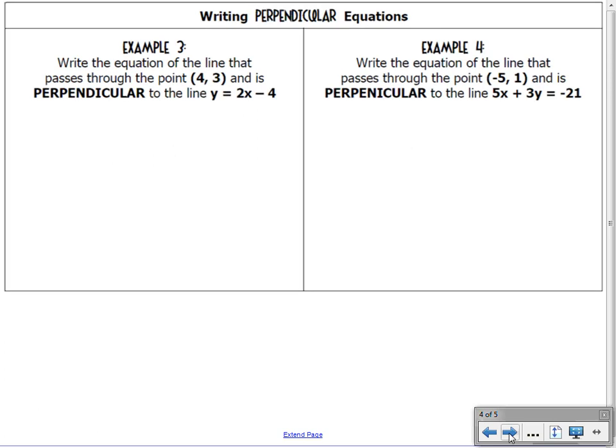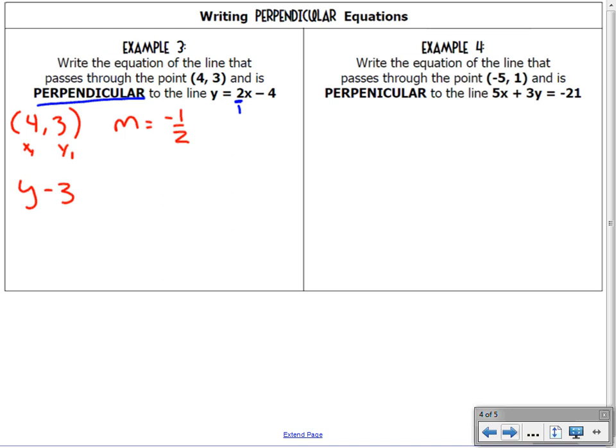So example 3, we're given a specific point that our line needs to go through. But now we want an equation for a line that's perpendicular to this line here. Now, this line has a slope of 2. The opposite reciprocal of 2 over 1 would be negative 1 over 2. So our slope that we're going to use is negative 1/2. So here's my x1, y1. Here's my slope, and we use point slope form to write our equation.